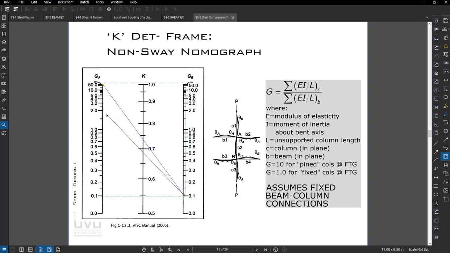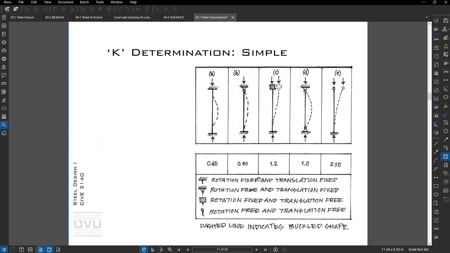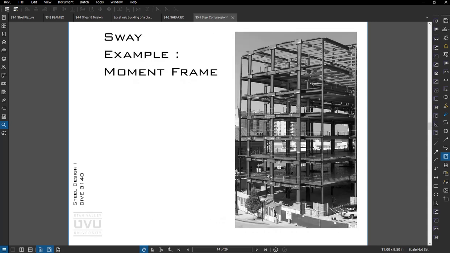Usually, we're closer to a relationship like that, or something that would push our factors down, maybe even something as low as this. So in building frames, what we're doing when we go from these simple analogies to these nomographs is we're taking into account the reality that this column's fixity at each end is a function of the beams and columns coming into it at each end.